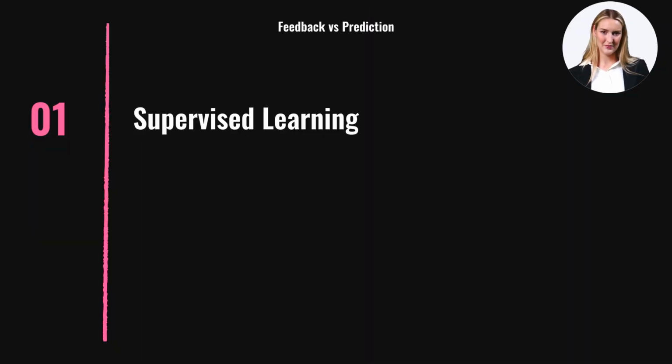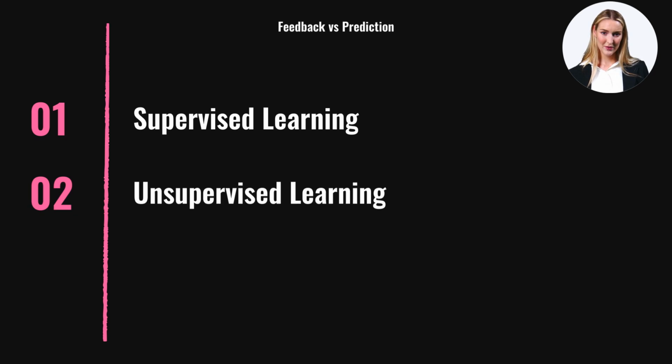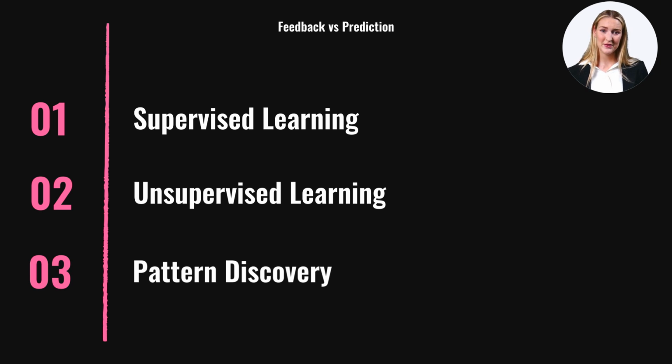Supervised learning relies on feedback to enhance accuracy, predicting outcomes based on labeled data. In contrast, unsupervised learning operates without feedback, uncovering hidden patterns within unlabeled data. While supervised models focus on prediction, unsupervised models excel in pattern discovery, each serving distinct purposes in machine learning applications.